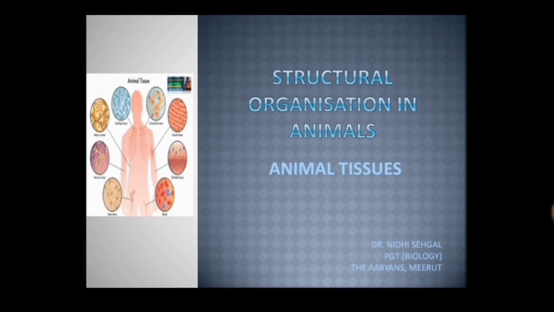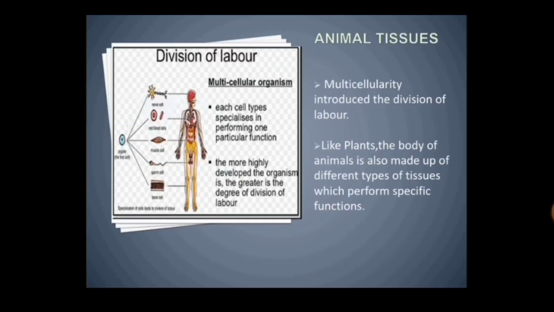So, as we have already discussed about the tissues, we have studied what the tissues are. We have also discussed that there is a difference between animal tissues and plant tissues. Now children, we will start with animal tissue. Children, as I mentioned in the introduction of this lesson, multicellularity introduced the division of labor, right?